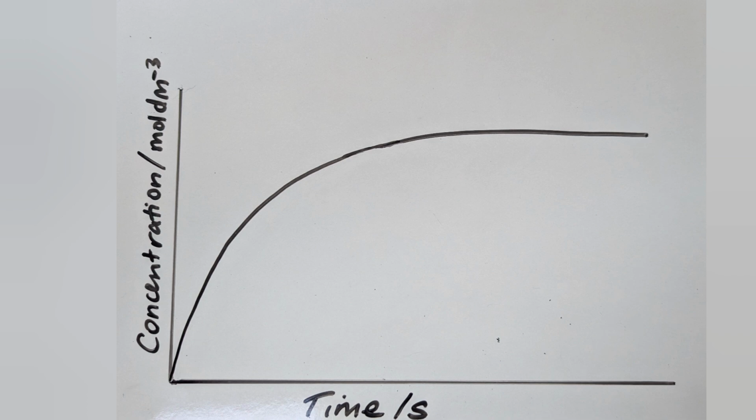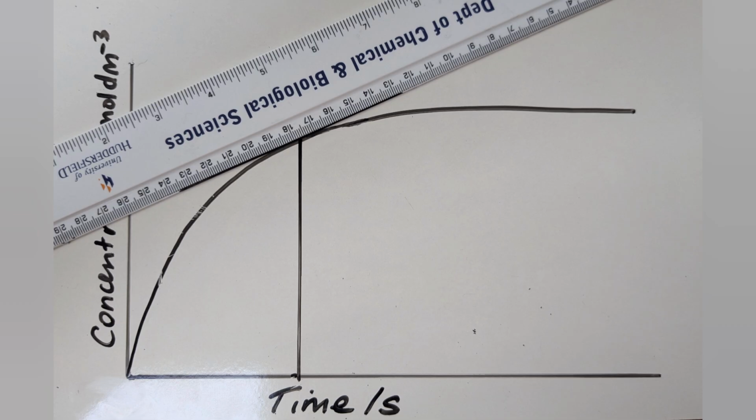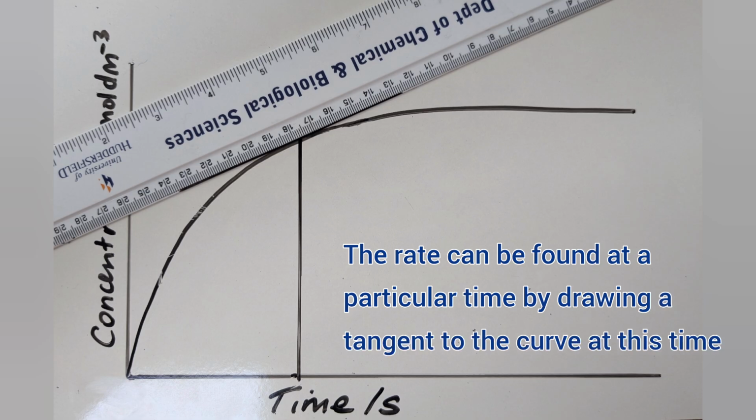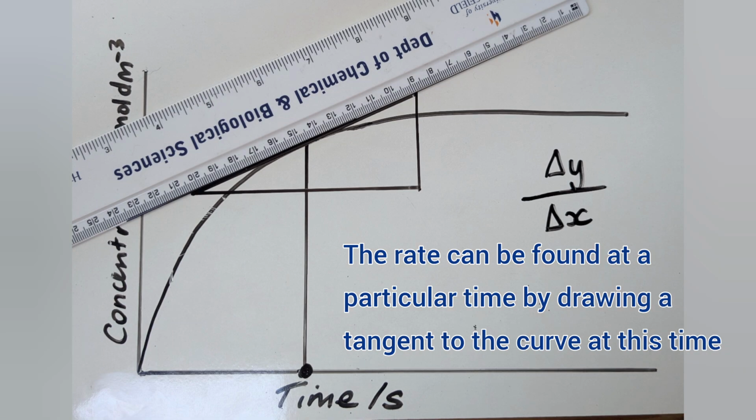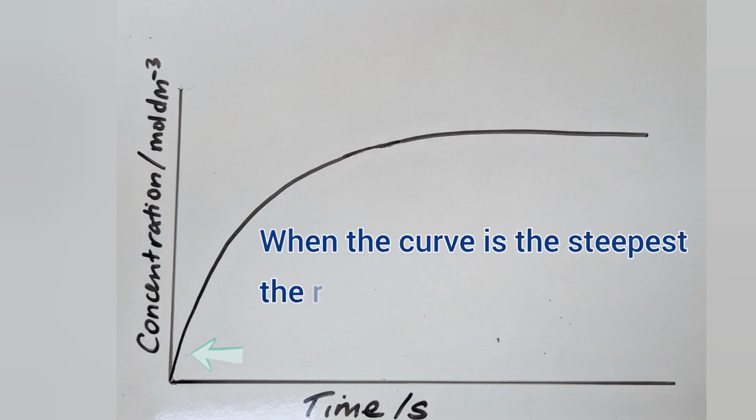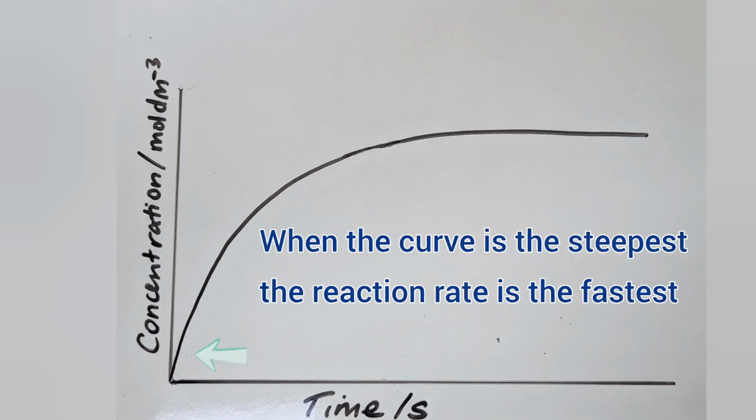If we look at a concentration time graph, we can see that the curve is the steepest at the start. Then it becomes less steep and finally levels off. The rate can be found at a particular time by drawing a tangent to this time and finding the gradient. When the curve is the steepest, the reaction rate is the fastest.